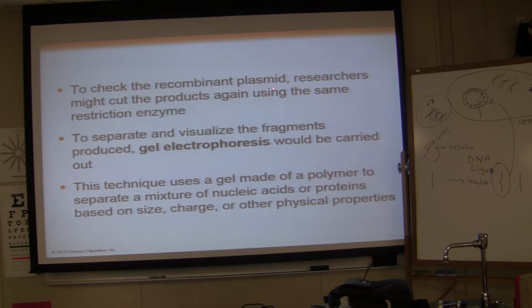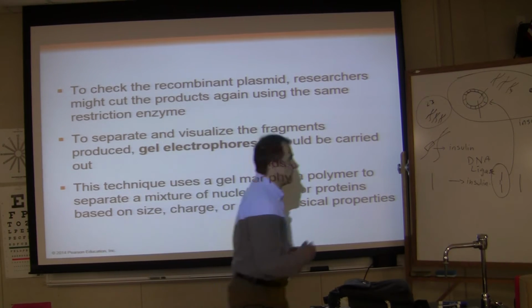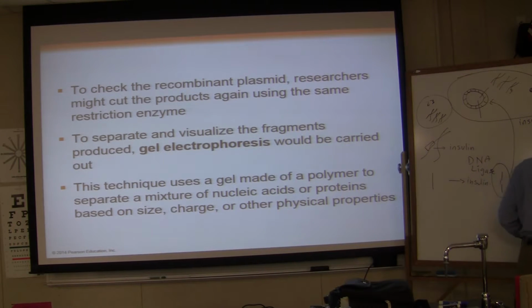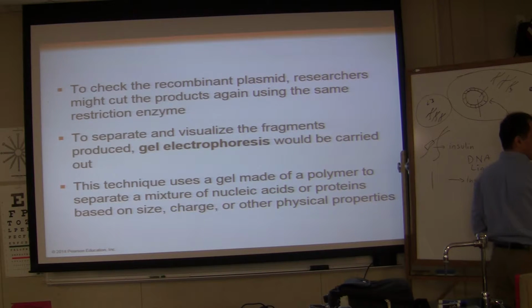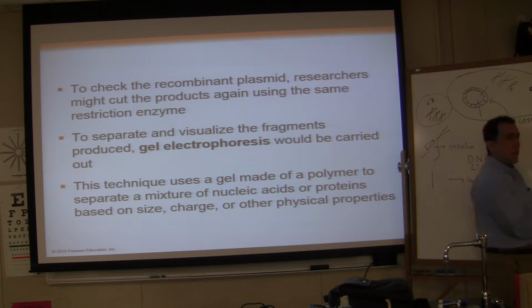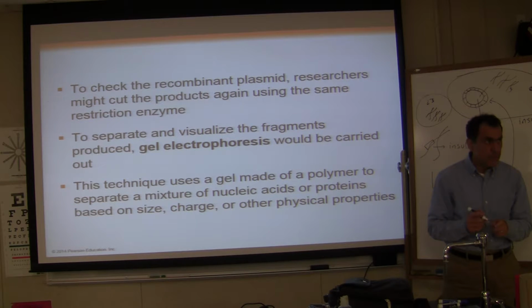To check the recombinant plasmid, researchers, it comes to answer your question now, to check if you had a piece of DNA, and you cut it right here. I'm going to draw it like that. You cut it right here and right here. And how do you know? You look at the vial, you look at the test tube, how do you know it's been cut? You don't know that it has been cut. Right? Am I making some sense?